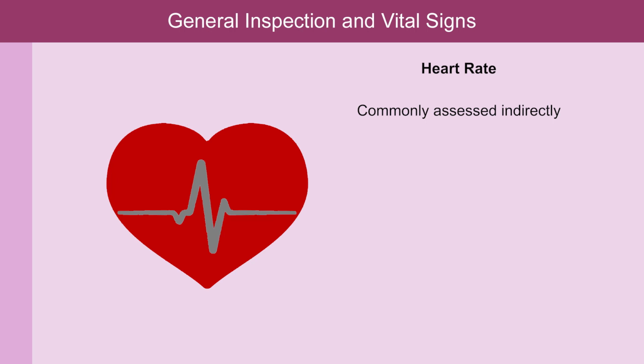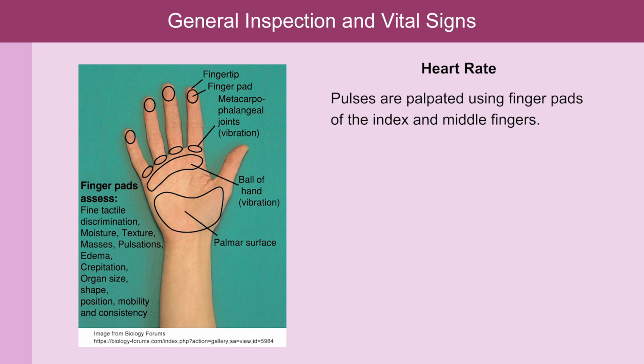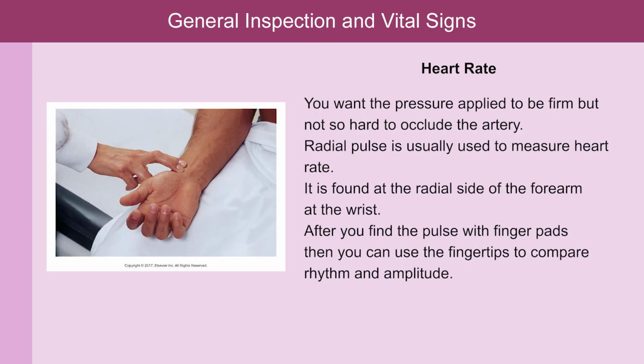When we talk about heart rate, it can be measured directly or indirectly. But right now, I'm going to talk about indirect heart rate assessment that is done by palpating the pulse. Pulses are palpated using finger pads of the index and middle fingers. You want the pressure applied to be firm, but not so hard to occlude the artery.